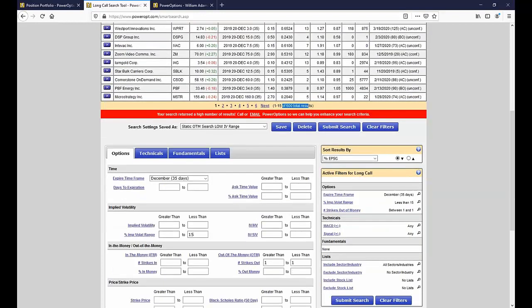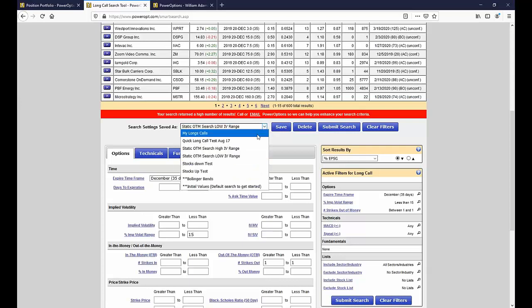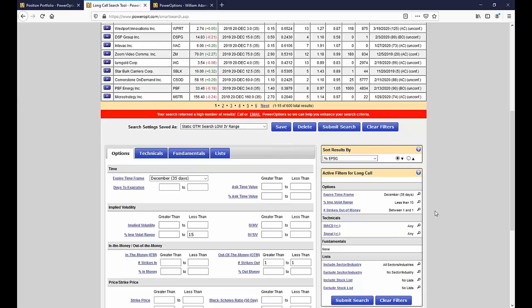Now on my long calls, I can come in and see, oops, a little bit too many, 600 results there in the low implied volatility range. Naturally, I'd put in other criteria to trim this down. We're just showing this straight example. Now in that drop down below the listed trades, I'm in my long call search. I can just toggle between those two or any other saved searches that we have for this particular strategy as well.